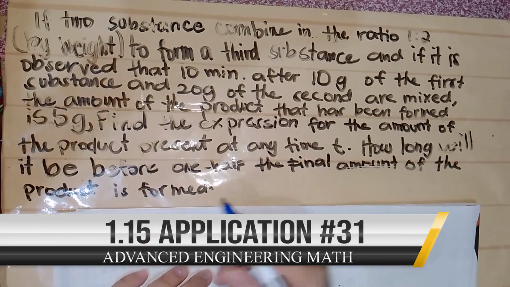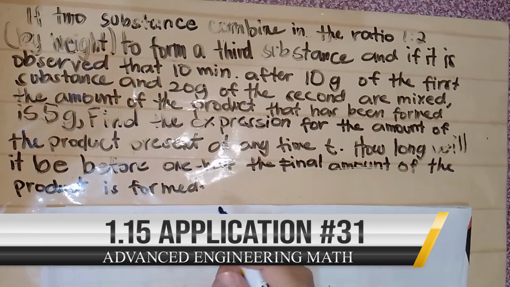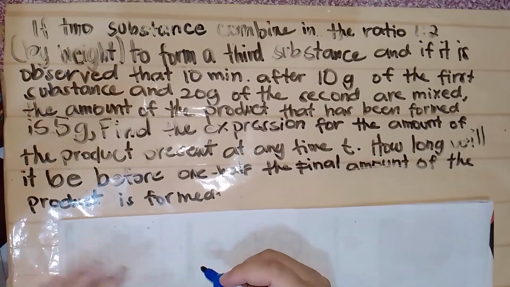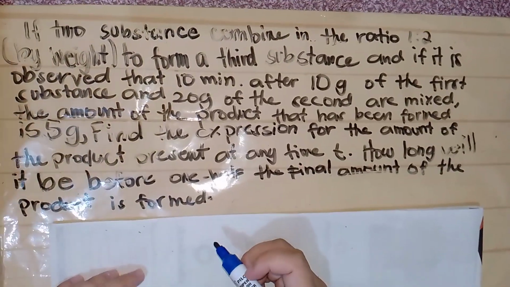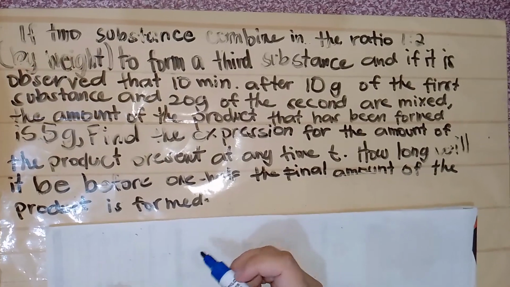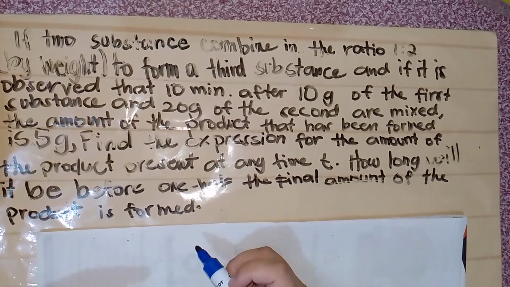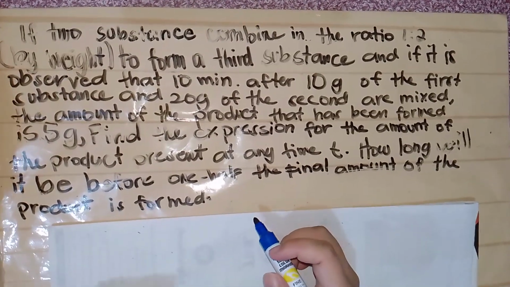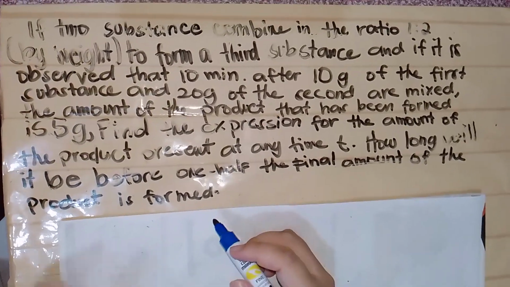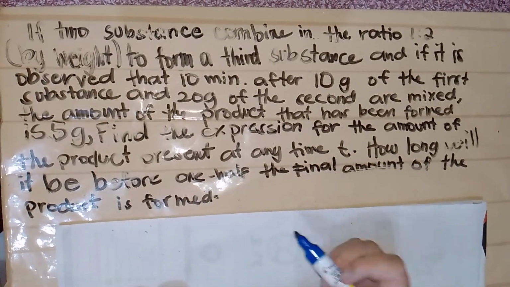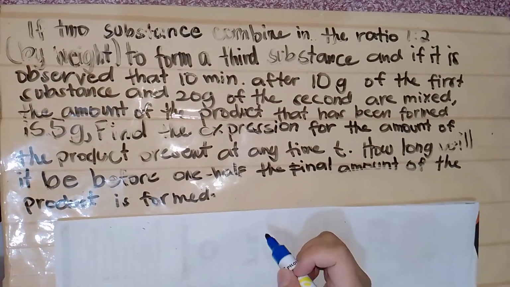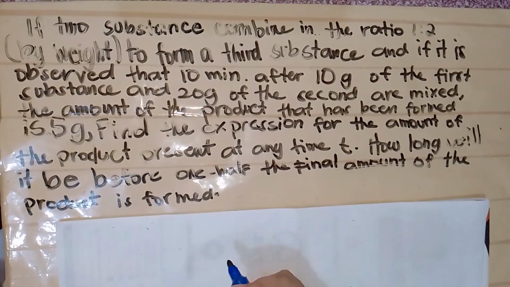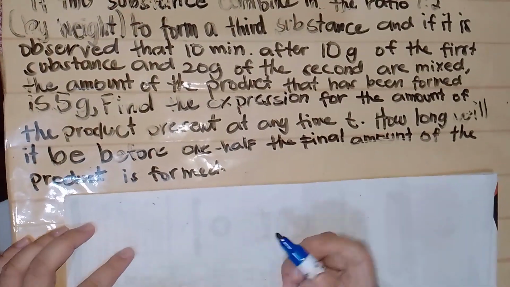Now, for the second example of the application for differential equation, we have the word problem here. Let me read. If two substances combine in the ratio 1:2 by weight to form a third substance, and if it is observed that 10 minutes after 10 grams of the first substance and 20 grams of the second are mixed, the amount of product that has been formed is 5 grams. Now, find the expression for the amount of the product present at any time t, and how long will it be before 1/2 the final amount of the product is formed.